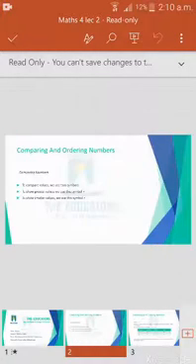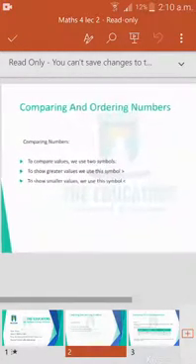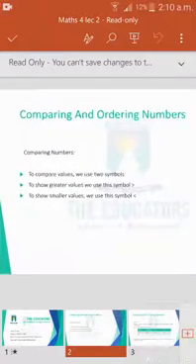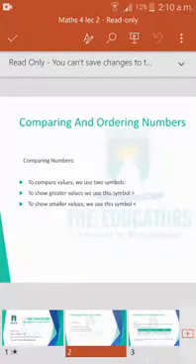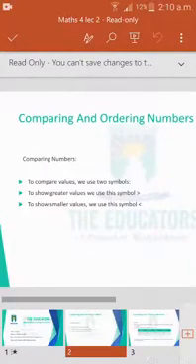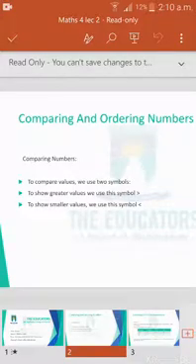The symbol which is in the second bullet is used for greater values. To show that a value is greater than the other one, we use this symbol. And the symbol in the third bullet is used to show smaller values.